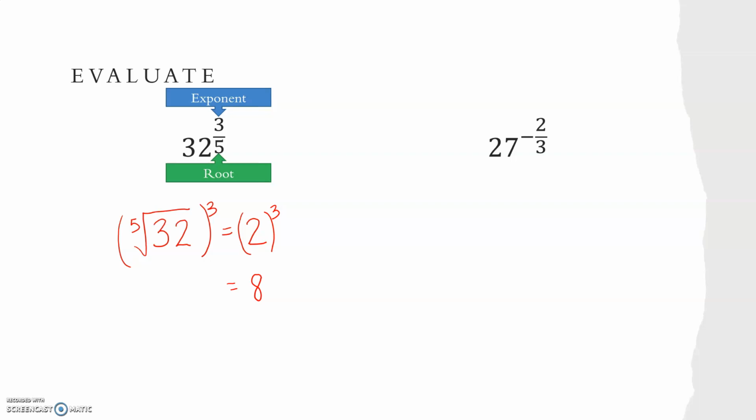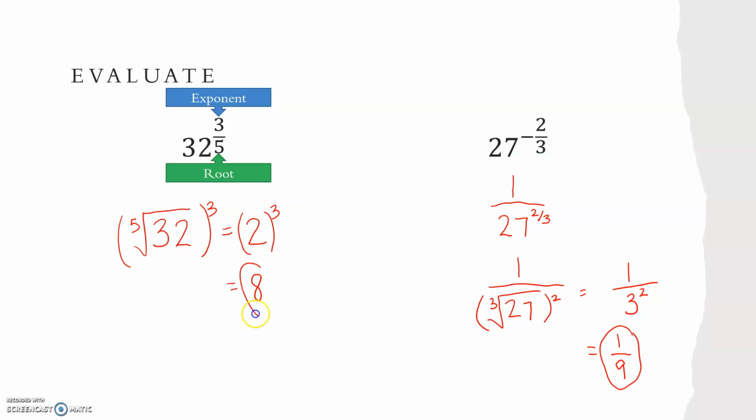This one is the same idea, except first we're going to turn it into a fraction. So we have 1 over 27 to the 2/3, because that's a negative exponent. And then that's the same thing as 27 cube root, and we take that answer and square it. So that's the same thing as 1 over 3 squared, because 27 is 3 times 3 times 3, and so this is 1/9. The bottom number is the root, the top number is the exponent.